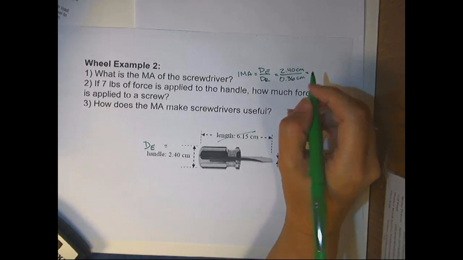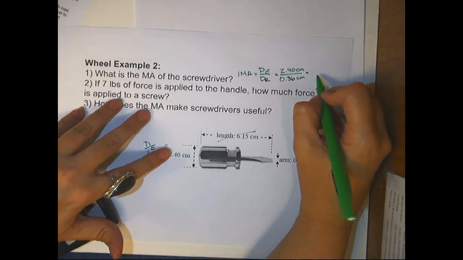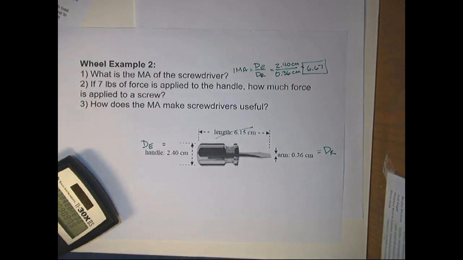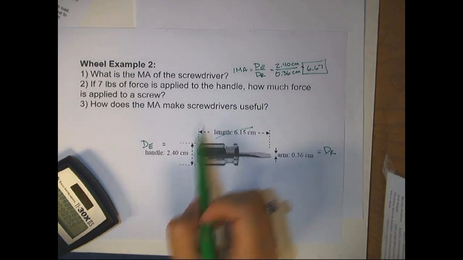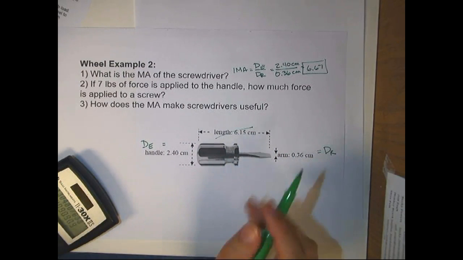And if I divide those, we get 6.67. Again, 6.67 means that it's more than 6 times easier to turn it here than if you just turn the screw with your fingers.